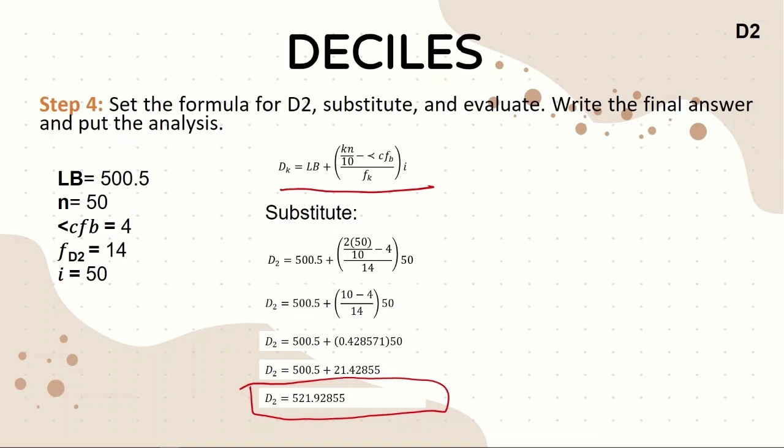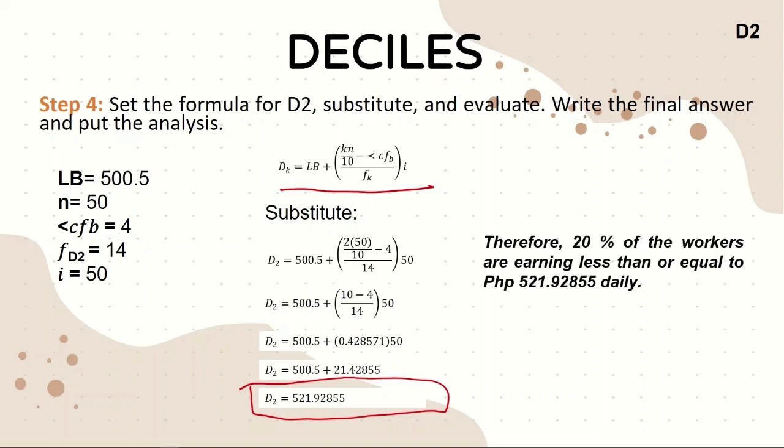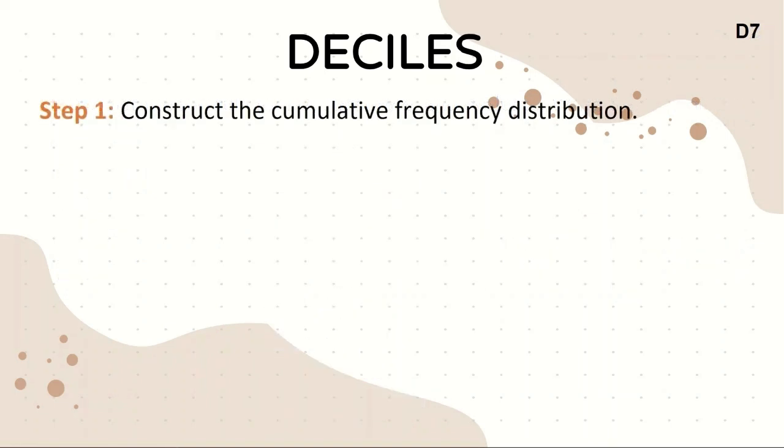Then the final answer is, decile 2 is equal to 521.92855. Since decile 2 is equal to 20% of the data, therefore 20% of the workers are earning less than or equal to 521.92855 pesos daily. For the 7th decile, here is the solution.